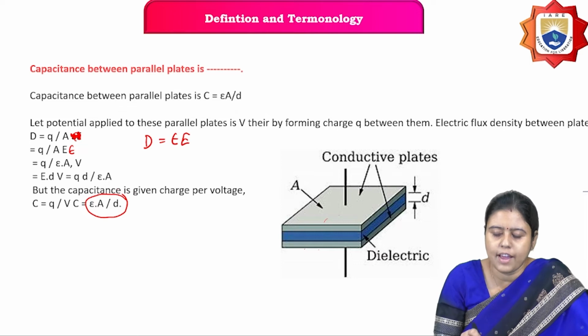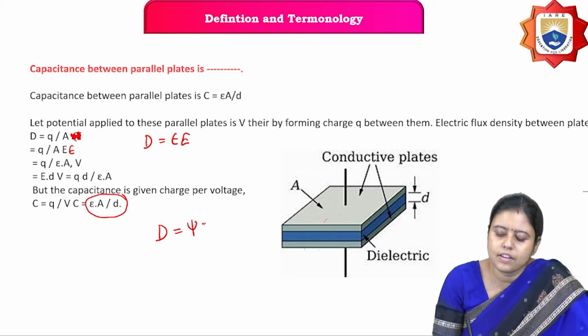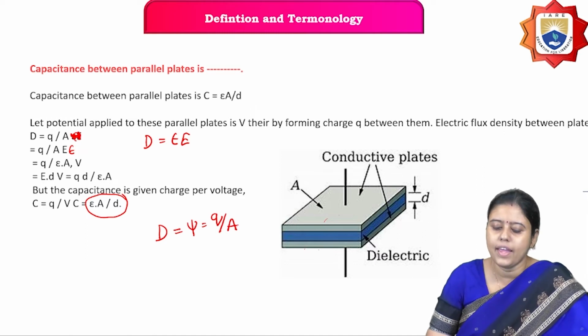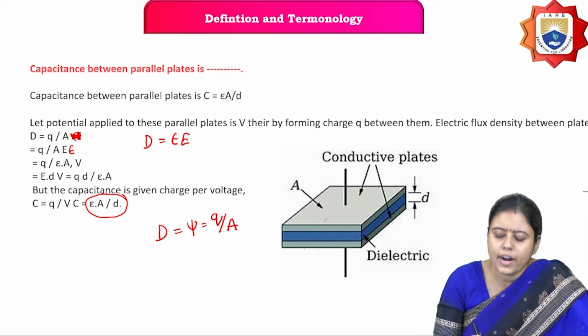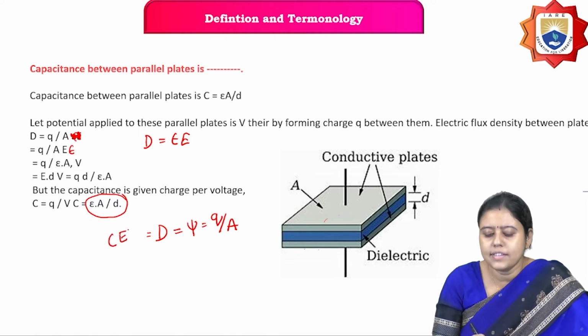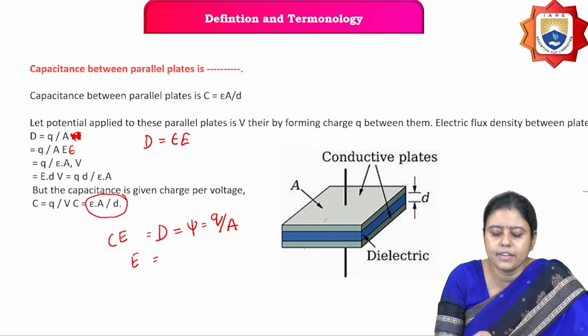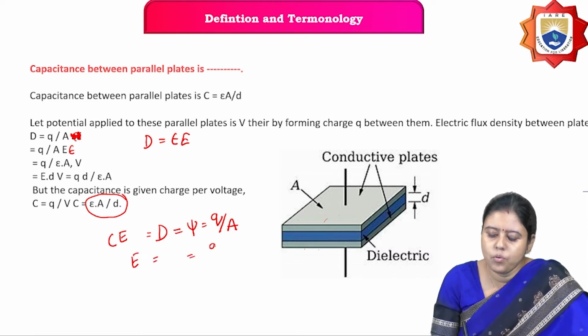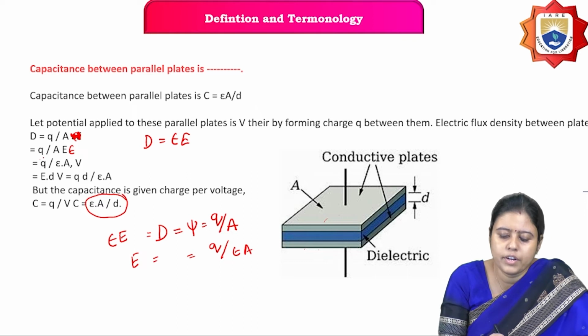How are we getting this? I will write it once again. First, what is the flux density? Flux density psi is equal to charge per unit area, Q by A. Again, D is nothing but epsilon E. What is E? E is nothing but Q by epsilon into A.